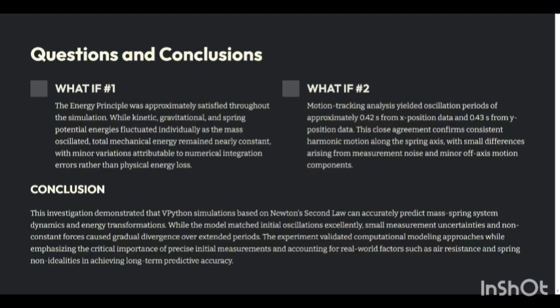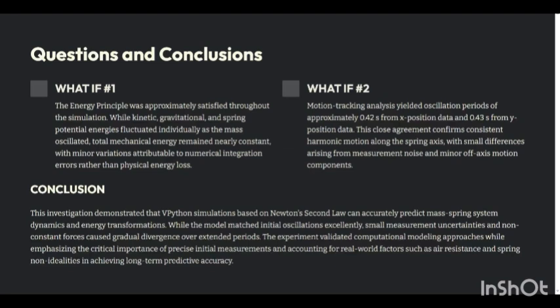act on the mass. And for the second what-if question, using tracker data, the oscillation period was estimated from successive peaks in the x and y positions. The x data gave about 0.42 seconds, and the y data gave about 0.43 seconds. The close agreement shows consistency in the motion along the spring's axis, and small differences likely come from measurement noise or slight off-axis motion or something.